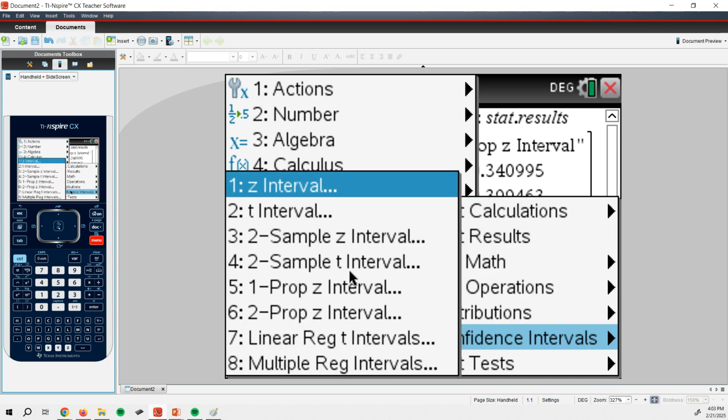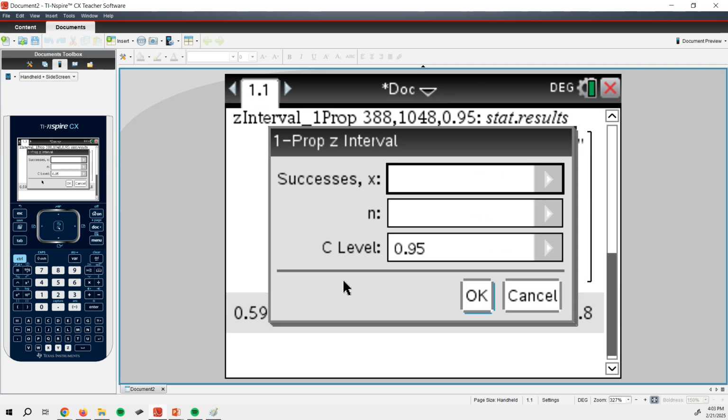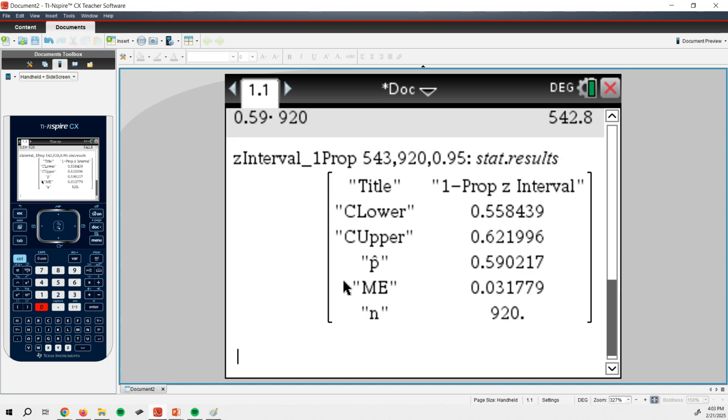Confidence intervals, one prop z interval, 543 out of 920, keeping it at 95%. And so there we go: 56% to 62%.